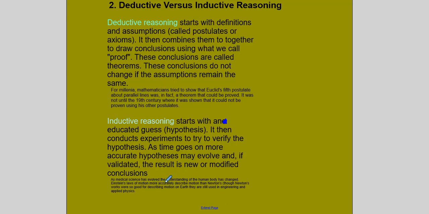Einstein's laws of motion more accurately describe motion than Newton's laws of motion, although Newton's laws of motion are actually perfectly fine for everything we do here on Earth pretty much. They're used for engineering and applied mathematics and applied physics. Again, deductive reasoning is what we use in mathematics. Inductive reasoning is what we use in science.